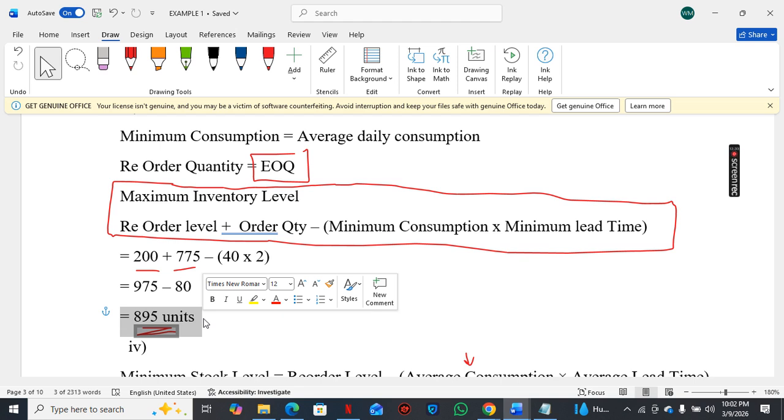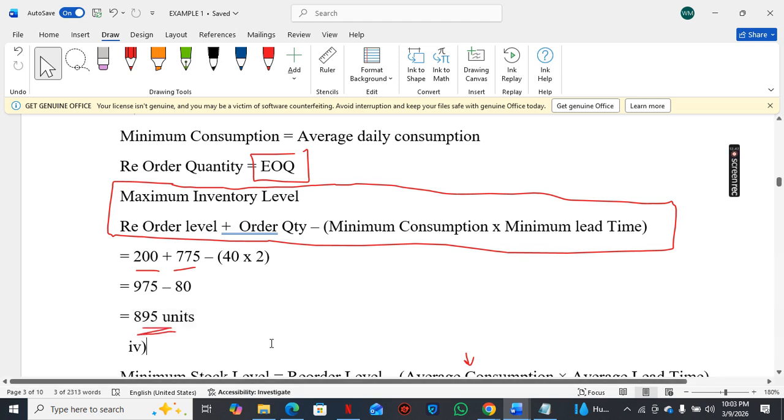If we go beyond, we are now overstocking. Any questions?